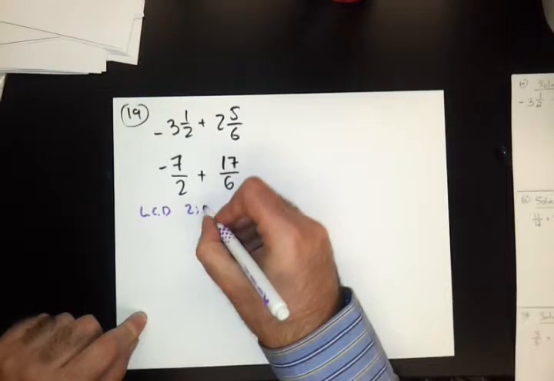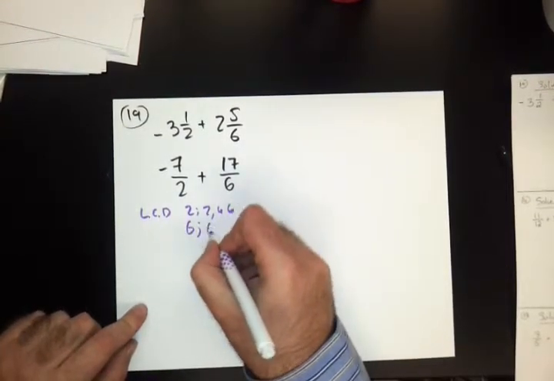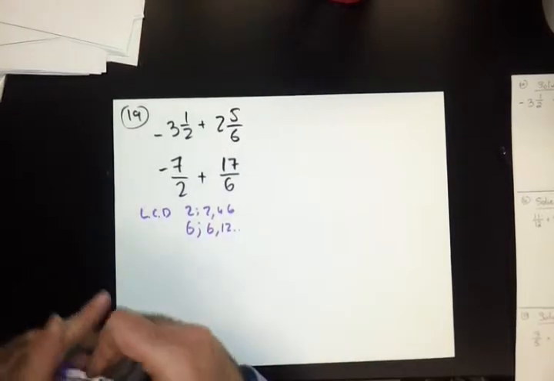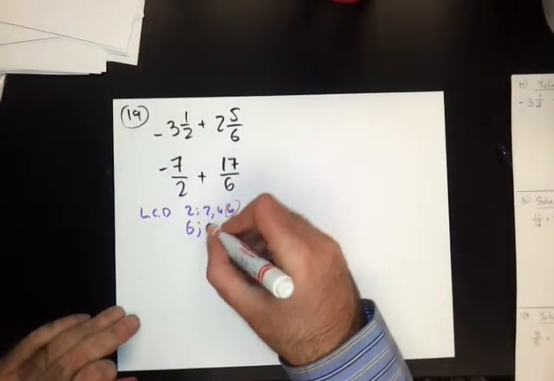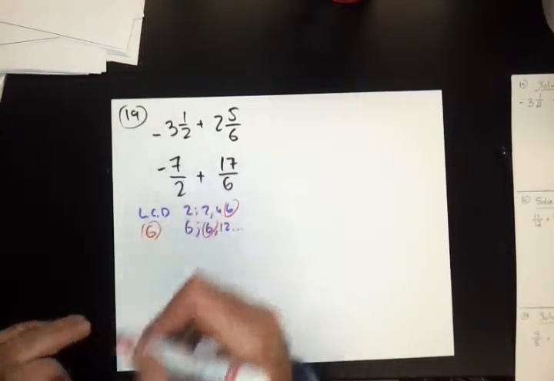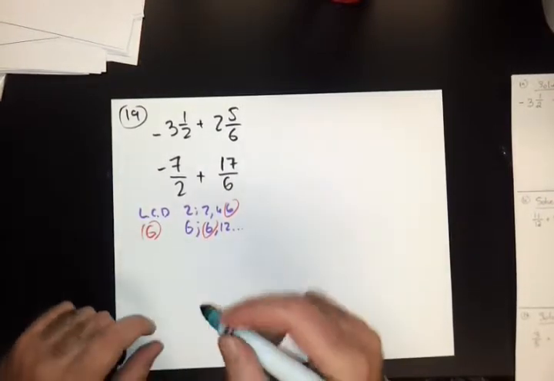the factors of 2 are 2, 4, 6. The factors of 6 are 6, 12, and so on. But as you can see, we found a very tiny denominator, 6 and 6. So 6 is going to be the best common denominator. 12 would work too, but if we can go half the size, why not?